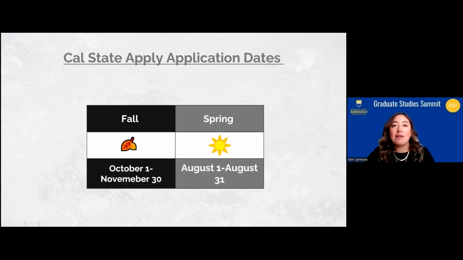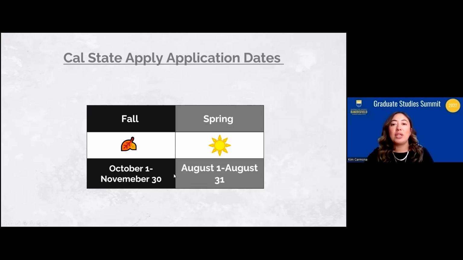All right, so we have our Cal State Apply application dates. These are kind of general dates. So the fall, as I mentioned, opens today, October 1st. And if you are interested in coming back to earn a second bachelor's, then typically the deadline is November 30th.